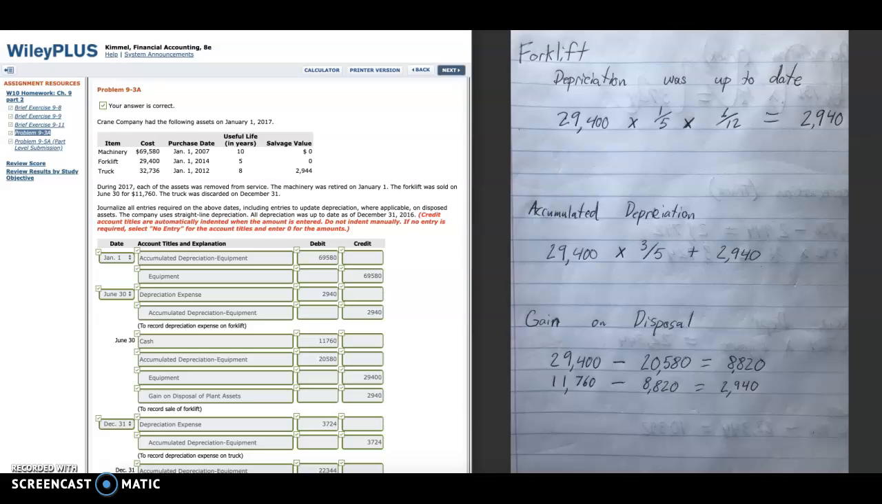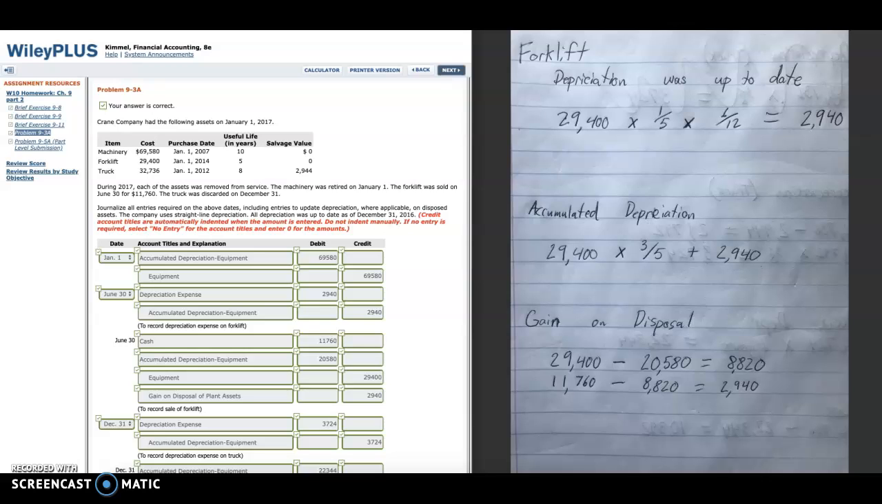The machinery was retired on January 1st. The forklift was sold on June 30th for $11,760, and the truck was discarded on December 31st. So the goal here is we need to do the journal entries. And so the first one we're going to do is the one that happened first. So on January 1st, we're going to retire the machinery.